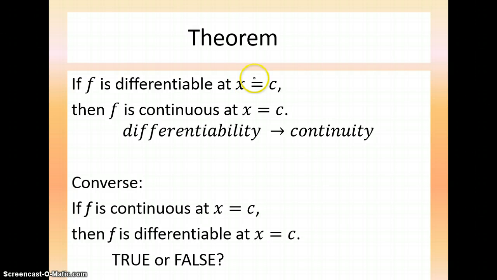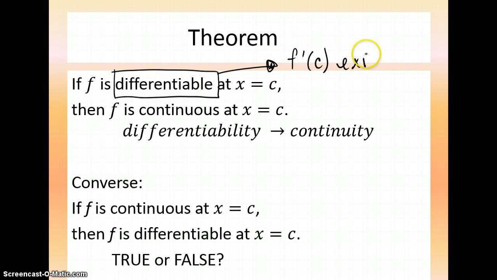If a function is differentiable at x equal to c, then the function is continuous at x equal to c. So your book refers to this as differentiability implies continuity. So what does differentiable mean? A function has a derivative, so f prime of c exists. All right, so if the derivative exists at c, then the function is continuous at c.